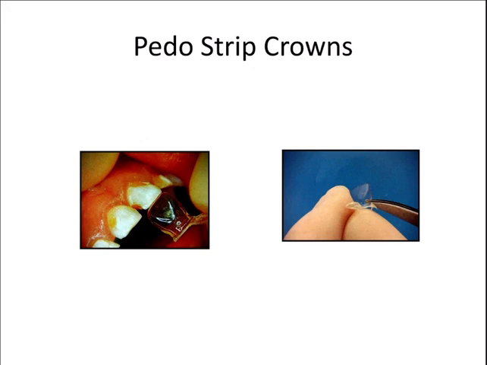Okay, so that is strip crowns. This has actually replaced the anterior stainless steel crown, because the anterior stainless steel crown requires a lot of preparation, whereas pedo strip crowns are very easy. Okay, and more aesthetic also.